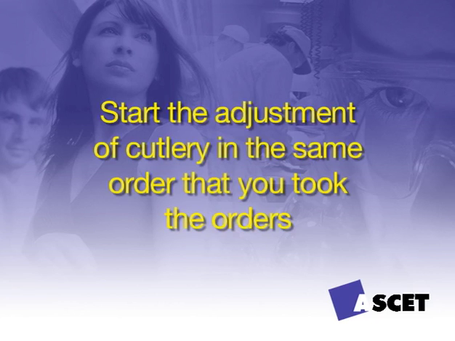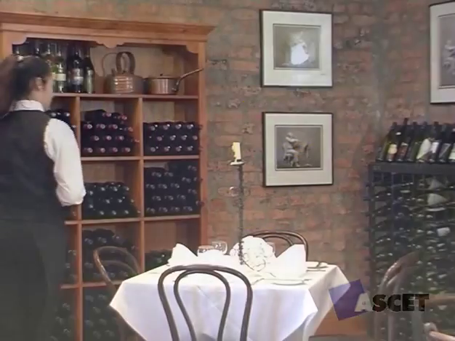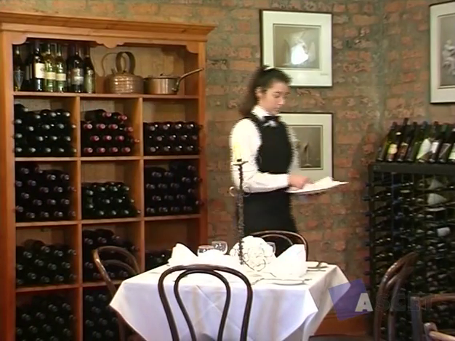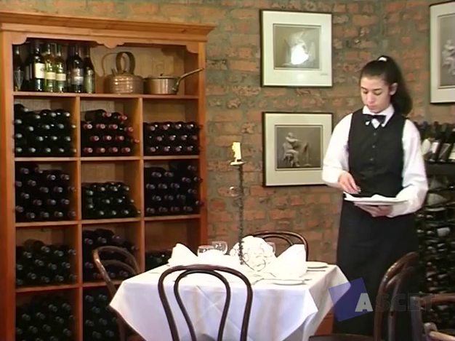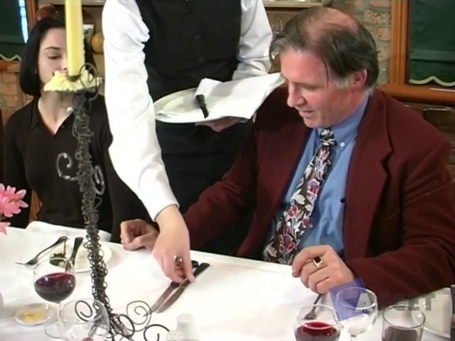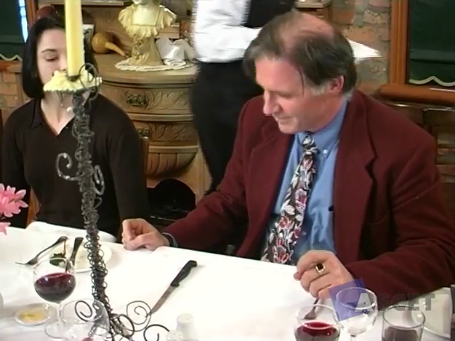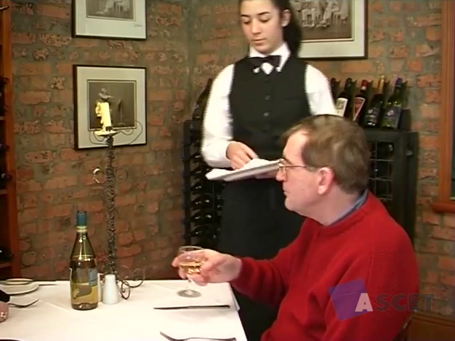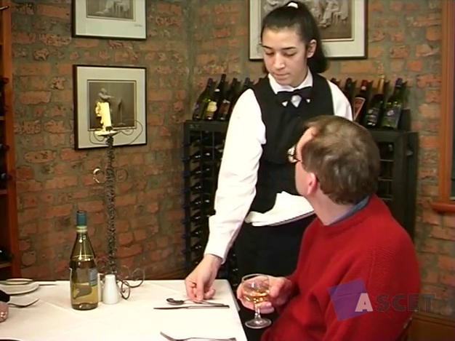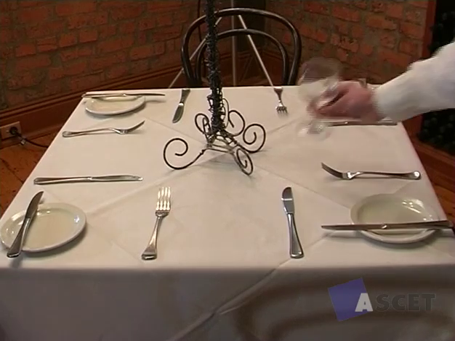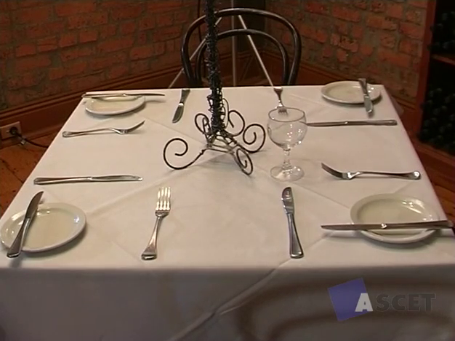Start the adjustment of cutlery in the same order that you took orders, correcting the fork section, then the knife section of the cutlery set. Take away any cutlery that will not be required, and when putting down cutlery, start from outside with entree and soup utensils and work inward to the cutlery for the main course. Make sure all cutlery is parallel to each other.